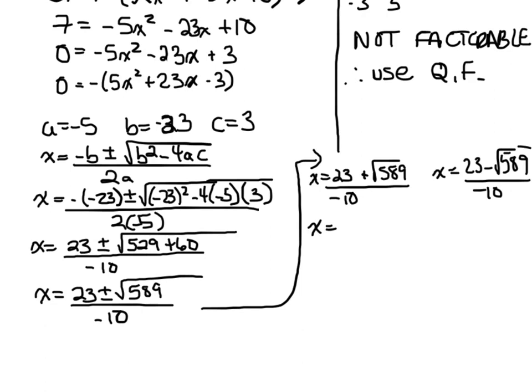So that is approximately minus 4.73, or x equals approximately 0.13. So those are the two possible solutions.